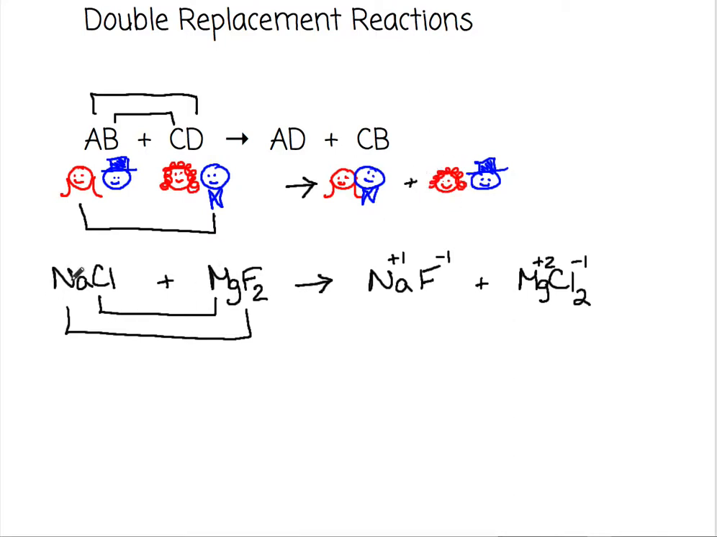Same thing down here. Sodium was written first in this formula. It will be written first in this formula. And then magnesium is written first in this formula. It will be written first in its new formula. So the girls or the metals always get written first. Okay, last one. Last example of types of chemical reactions.